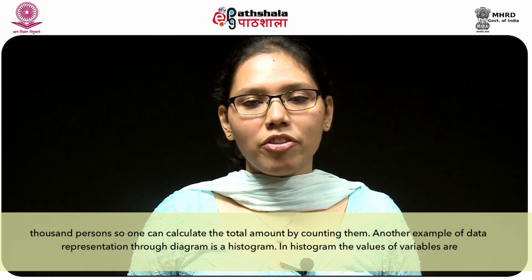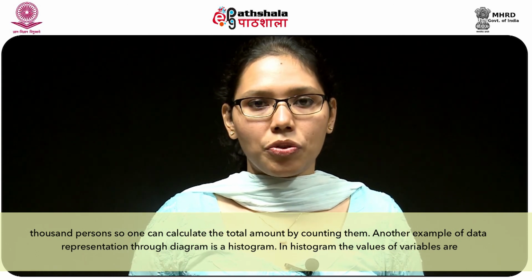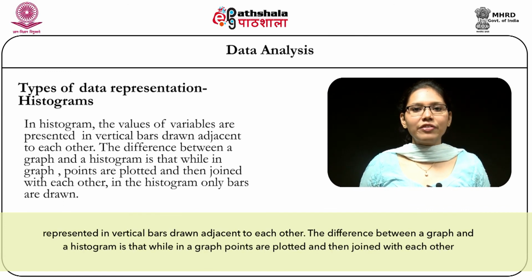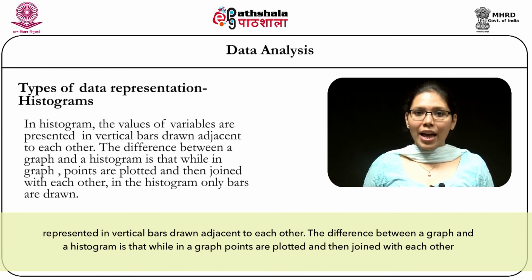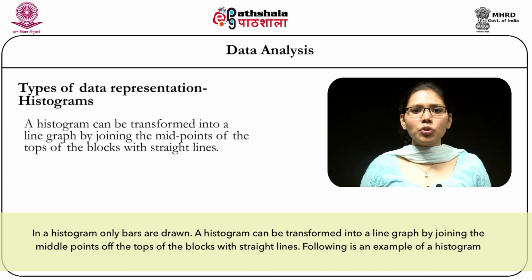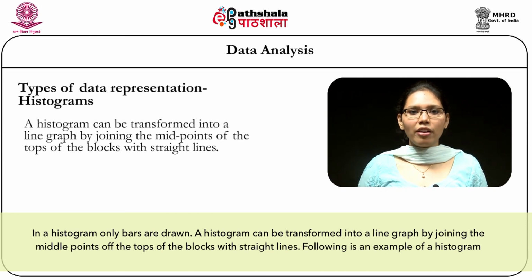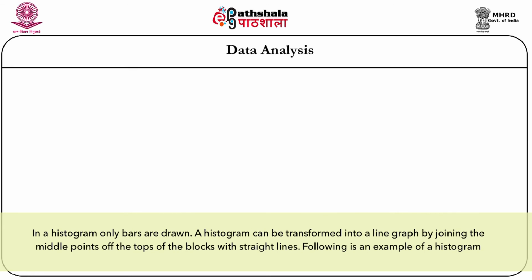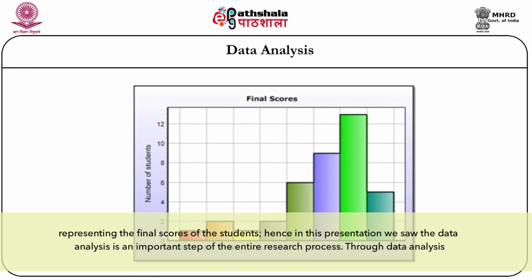Another example of data representation through diagram is a histogram. In histogram, the values of variables are represented in vertical bars drawn adjacent to each other. The difference between a graph and a histogram is that while in a graph, points are plotted and then joined with each other, in a histogram, only bars are drawn. A histogram can be transformed into a line graph by joining the middle points of the tops of the blocks with straight lines. Following is an example of a histogram representing the final scores of the students.